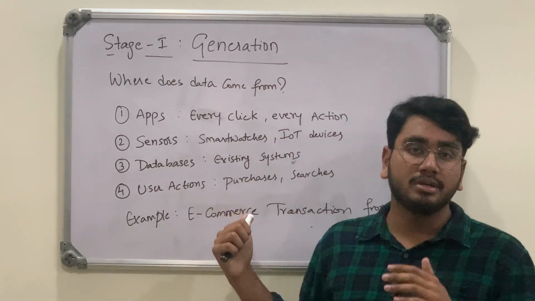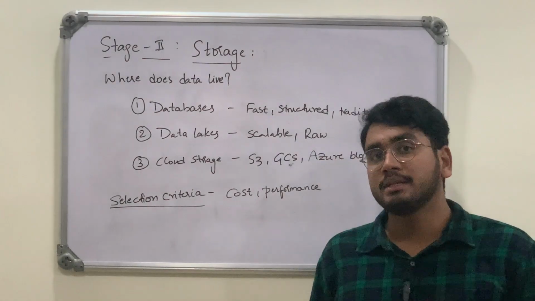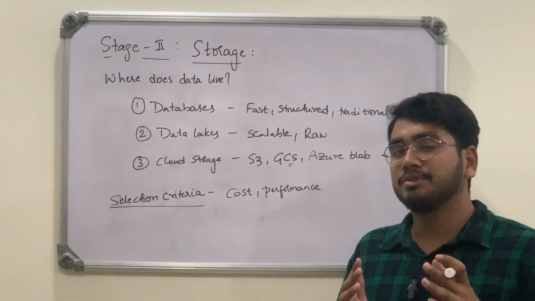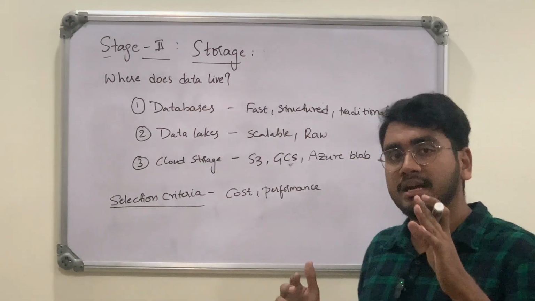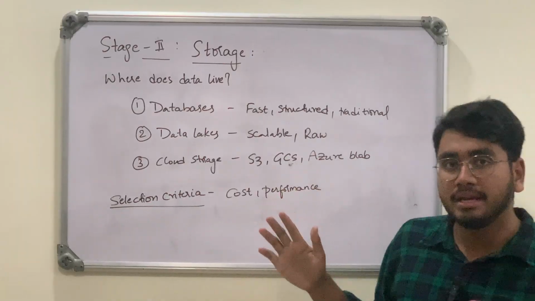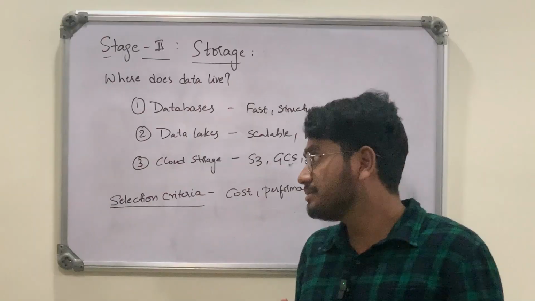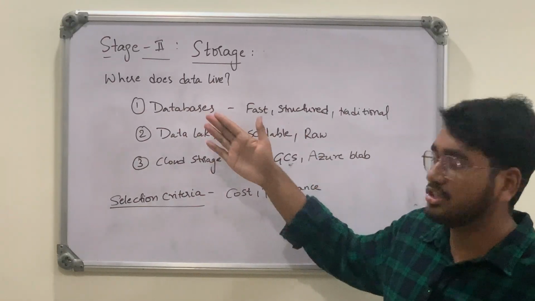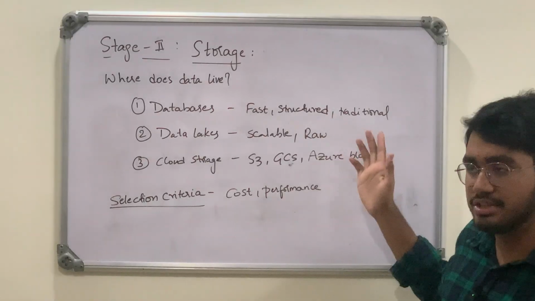Now the next stage is going to be dealing with where this data is going to be stored. Now we're done with collecting the data. So the next question which comes up to our mind is, where does the data live? So that question is answered in stage 2. So the data is stored in various types of databases, such as the actual traditional databases, which are fast, structured, and traditional.